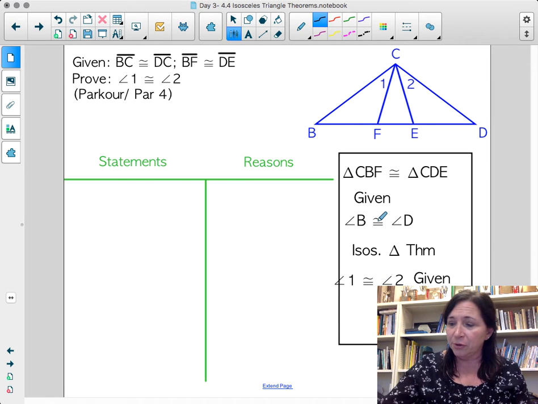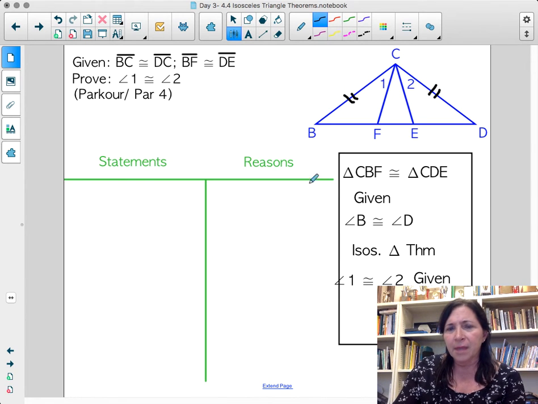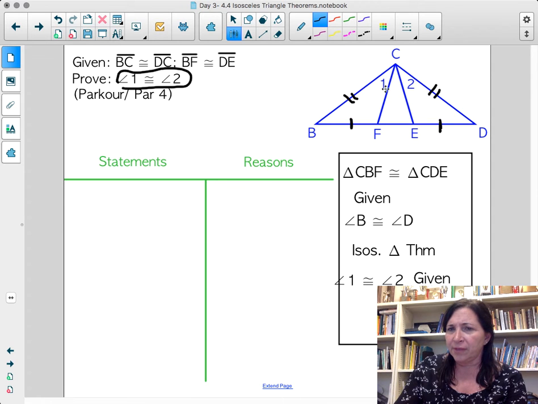So we have another proof. BC is congruent to DC, okay? And we know that BF is congruent to DE. We are trying to prove that angle 1 is congruent to angle 2. I'm trying to prove that this angle here is equal to this angle here.